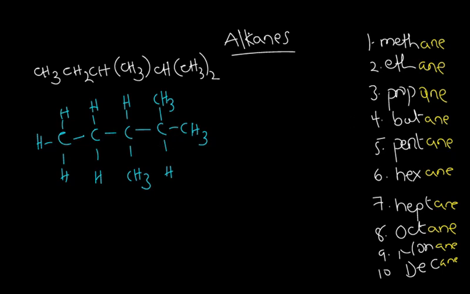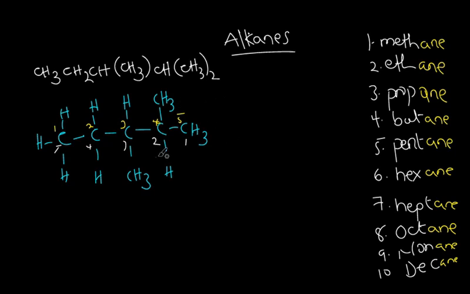Now this is a perfect example. We have 2 ways of getting the longest continuous chain. We can name from either this way or this way. We can number those ways. So we have carbon 1, carbon 2, carbon 3, carbon 4, carbon 5. This is our longest continuous chain, the first one. Then the second one we can name in the other direction. So we can name this as our carbon 1, carbon 2, carbon 3, carbon 4, carbon 5.